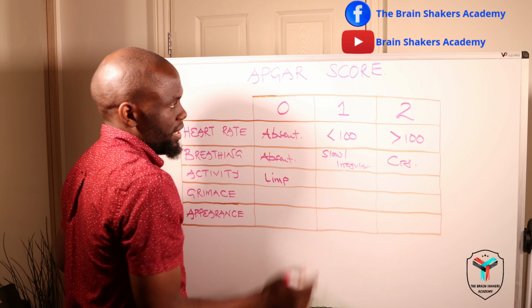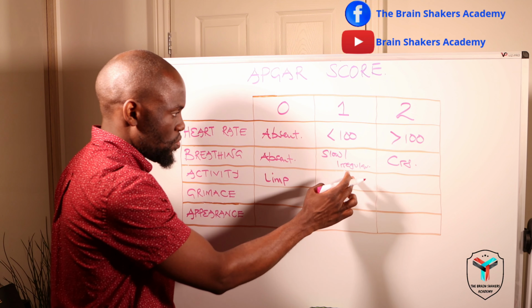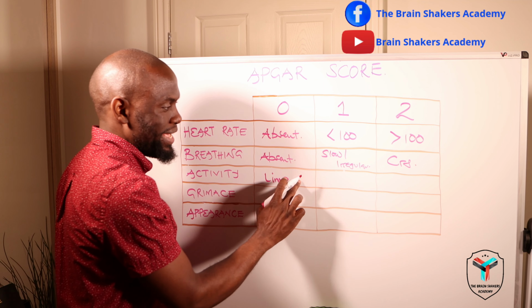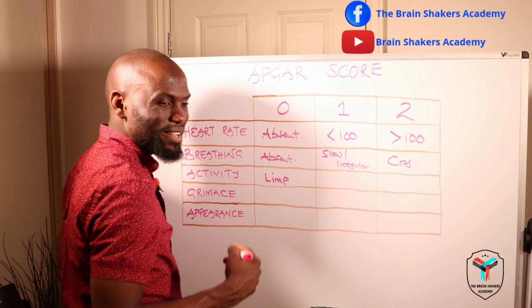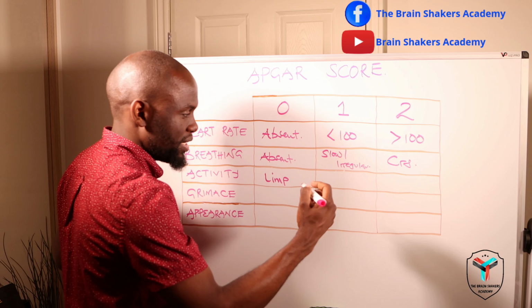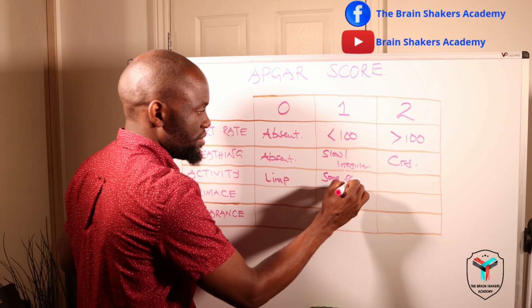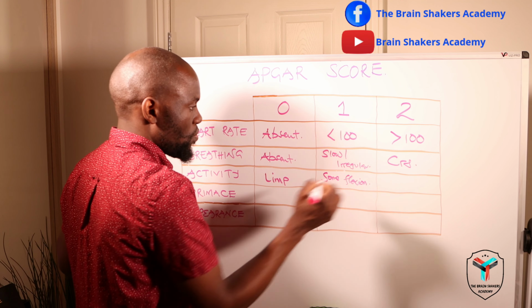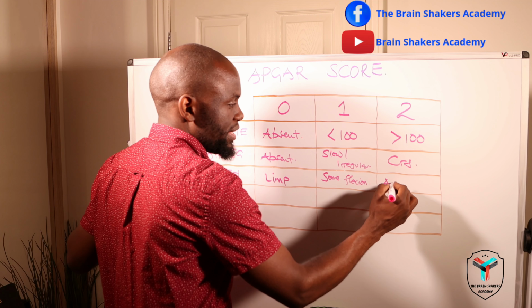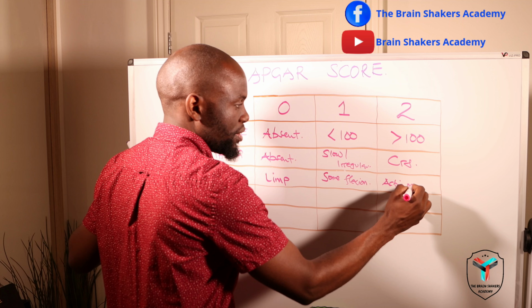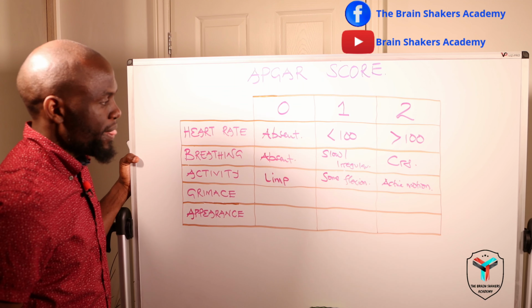Then in the second column here, which is 1, we are going to be scoring 1 if they have some muscle tone within them. There is some flexion that is actually happening there. Then you are going to say some flexion. You're going to score them 1. And if they are very active, here they have active motion. Okay, active motion. Then you're going to score them a 2.